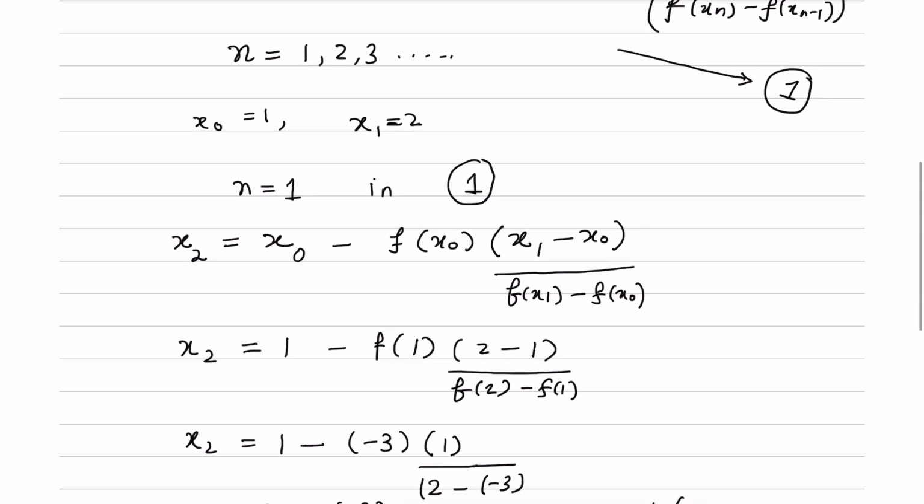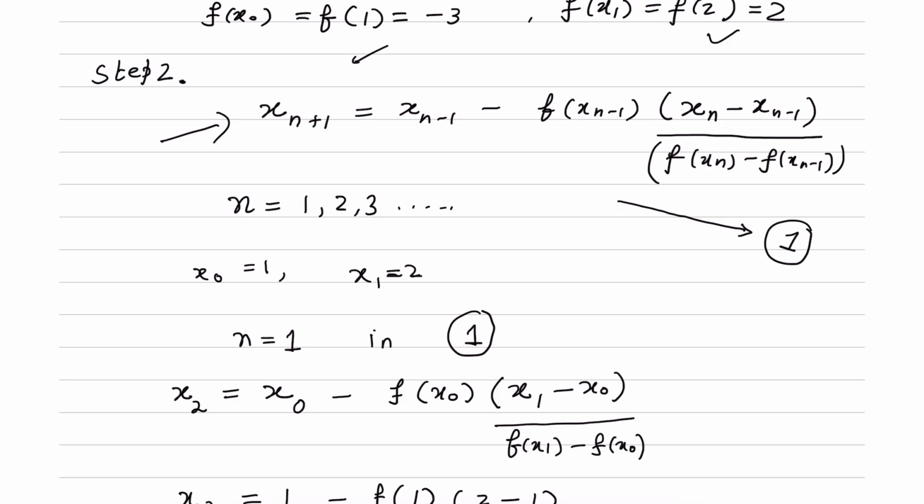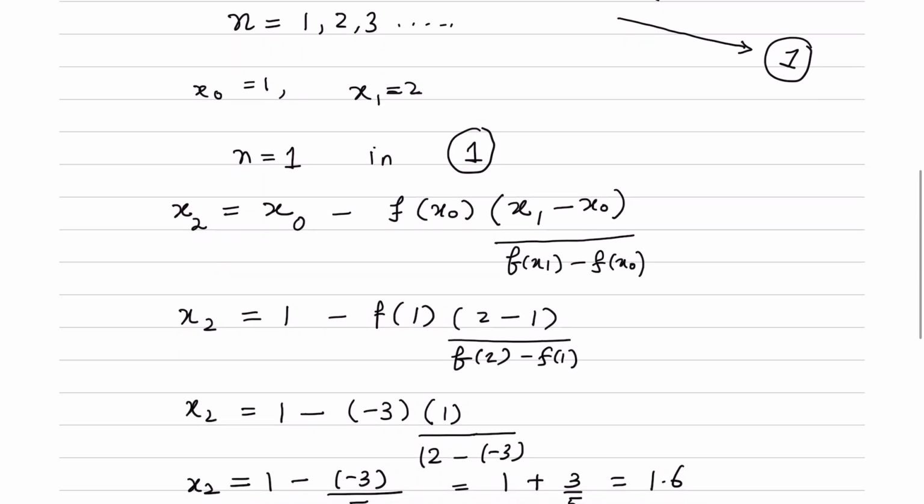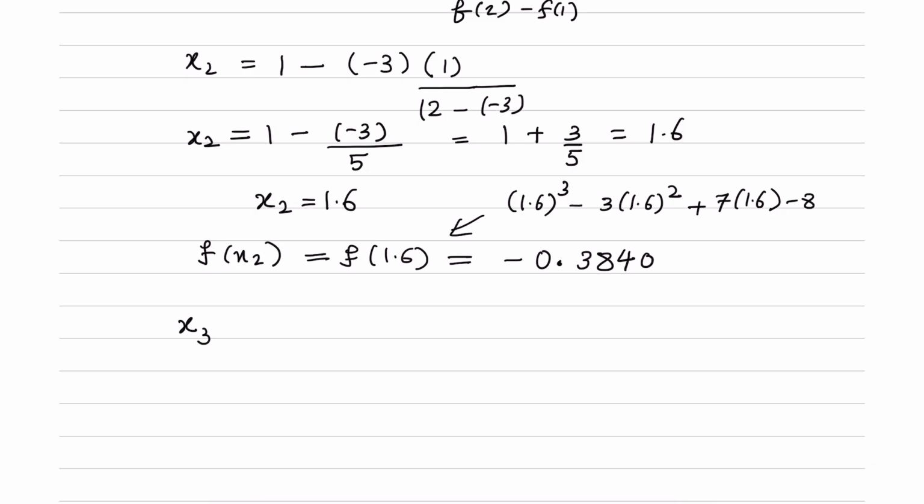Here is formula 1. To find x2, in this formula we had put n equal to 1. Now to be able to find x3, in formula 1 we will put n equal to 2. So when we put n equal to 2 in formula 1, we get x3, and the formula for x3 is x1 minus f of x1 times x2 minus x1, whole divided by f of x2 minus f of x1.